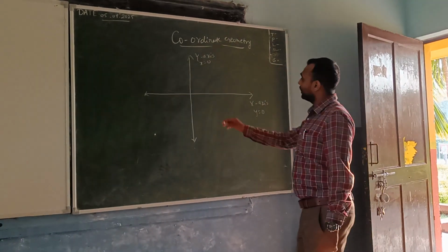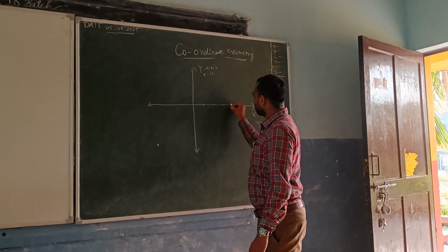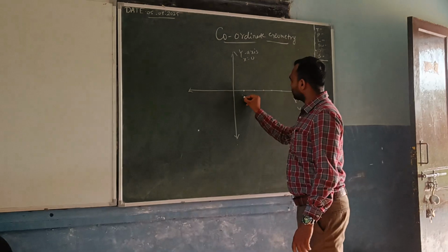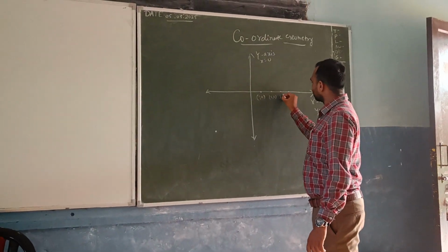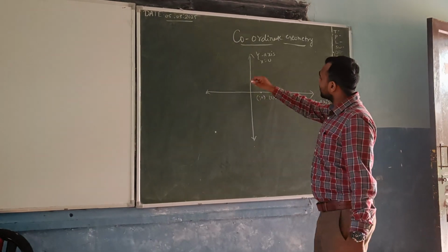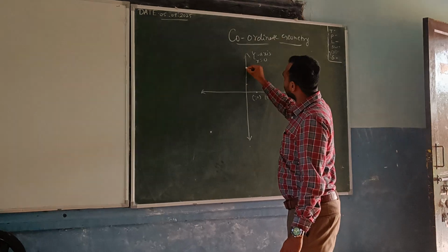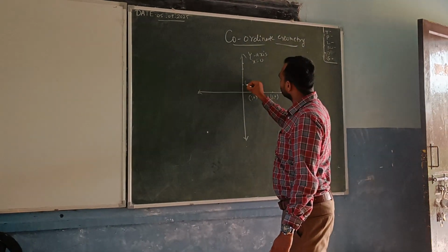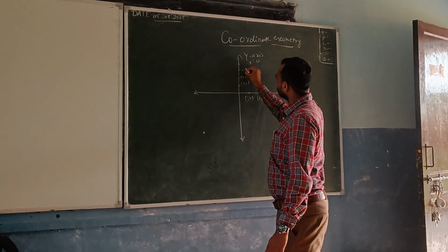This means that at every point on the x-axis, the value of y is equal to 0. For example, this one is (1, 0), this one is (2, 0), this one is (3, 0). And this means every point on the y-axis has its x coordinate equal to 0: (0, 1), (0, 2), (0, 3).